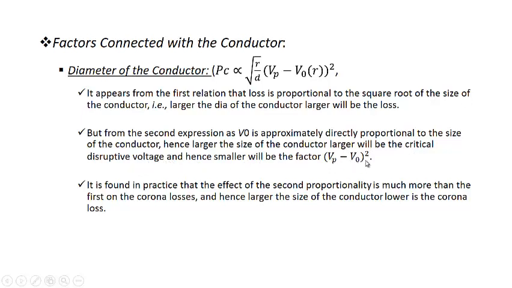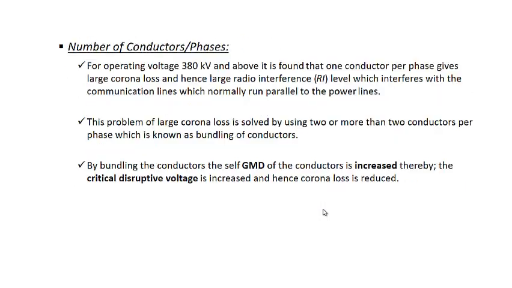And this factor is predominant as compared to this factor. It is found in practice that the effect of the second proportionality is much more than the first on the coronal losses, and hence the larger the size of the conductor, the lower the coronal loss. So it is deduced from this relation that as the diameter increases, coronal loss will decrease.